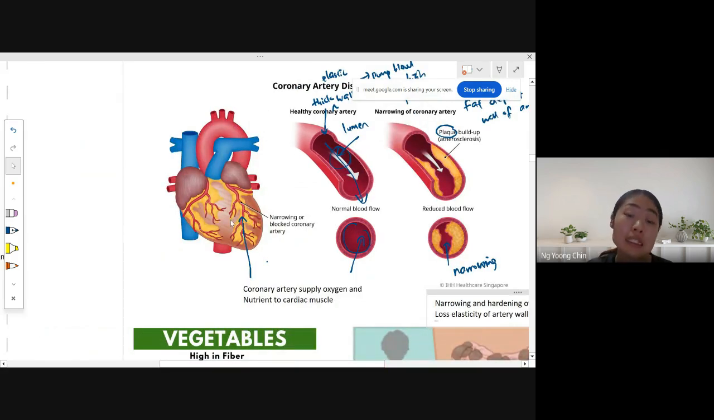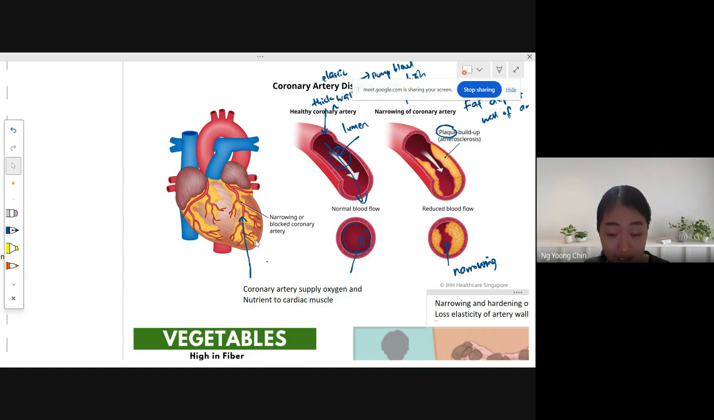So when the cardiac muscle does not get enough nutrient and oxygen, what will happen? Imagine that this is a very serious condition. I think you must know. Imagine that your coronary artery, which supplies nutrient and oxygen to your cardiac muscle, one day is blocked. What will happen to the cardiac muscle? Have a guess. What will happen to a cardiac muscle if the artery supplying it is blocked?